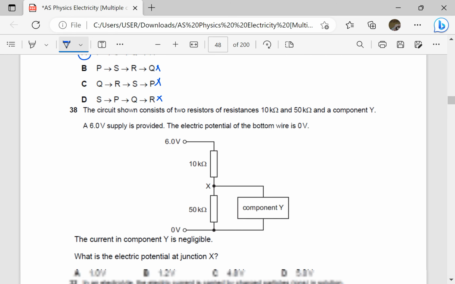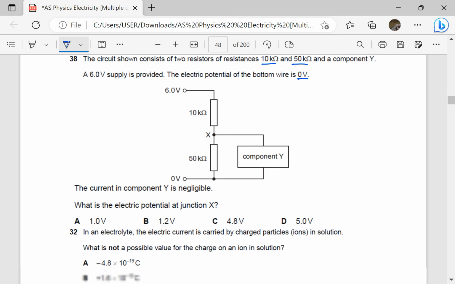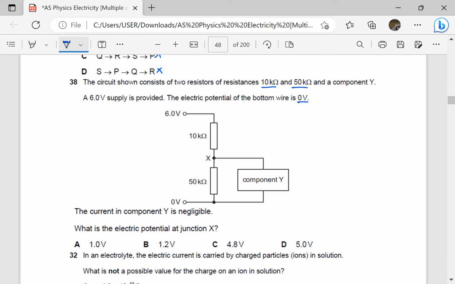The circuit shown consists of two resistors of resistance 10 kilo ohms and 50 kilo ohms, and a component Y. A 6-volt supply is provided. The electric potential of the bottom wire is 0 volts. The current in component Y is negligible. What is the electric potential at junction X?